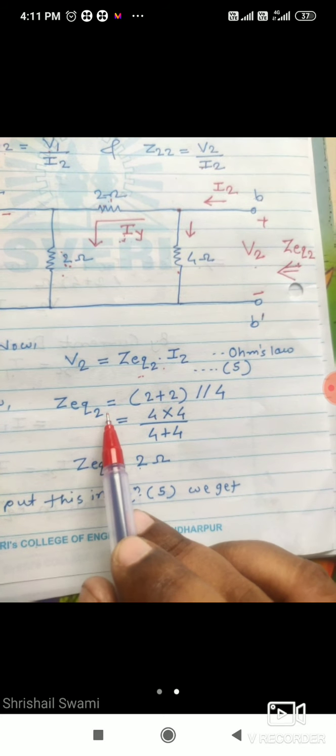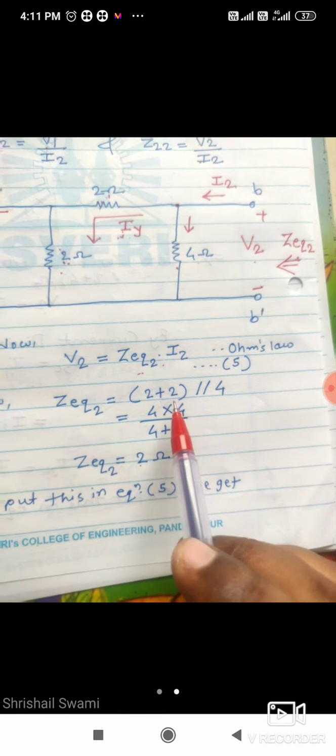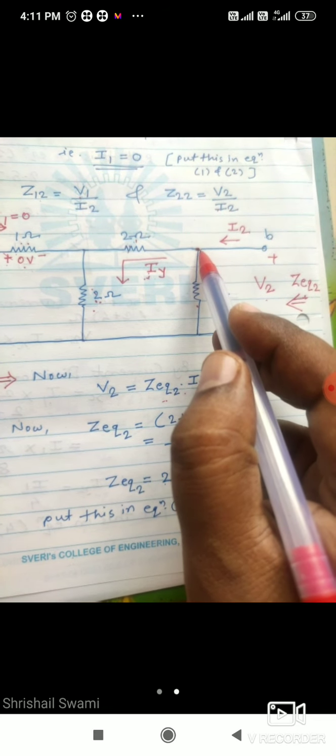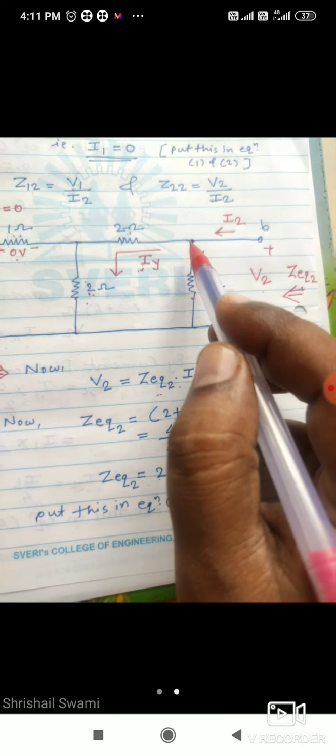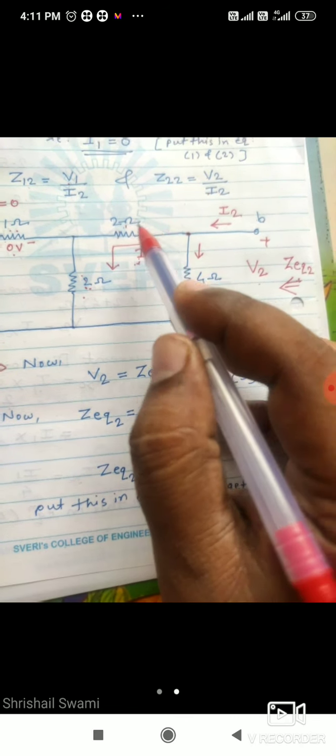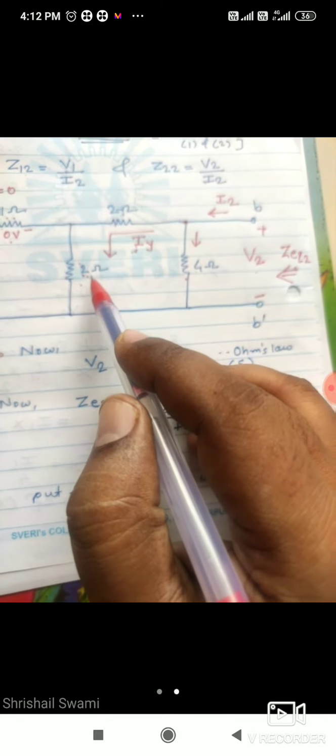So Z equivalent to is equal to 2 plus 2 in parallel with 4. Why 2 plus 2? Because I1 is already 0 and I2 comes up to this point, and the I2 current gets divided into two parts. Some current flows through this path and some current flows through the 4 ohm. Now 2 plus 2 means 4, and here 4. Actually, it is getting exactly half. I2 by 2 is flowing through this 4 ohm and I2 by 2 is flowing through this other 4 ohm. Let Iy be the current flowing through this 2 as well as this 2 ohm.